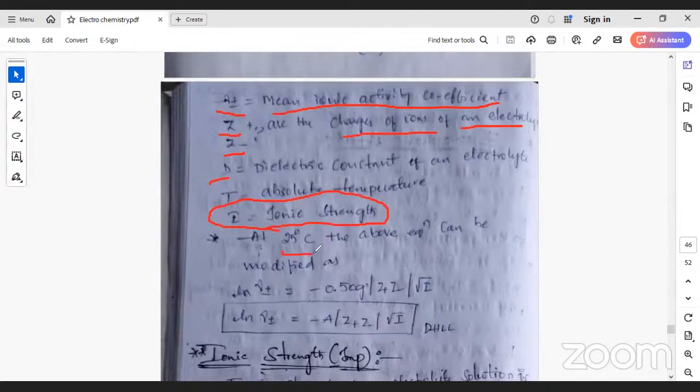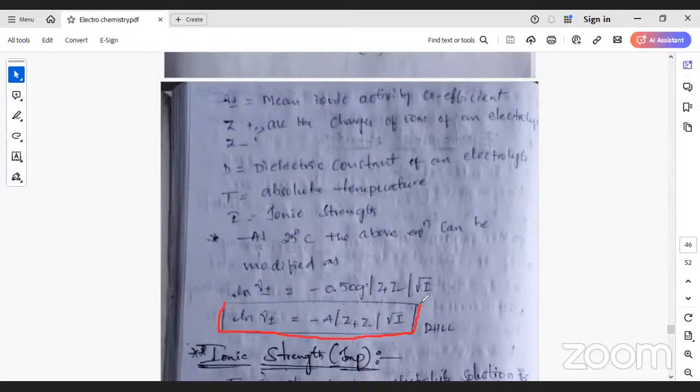So at 25 degrees centigrade, the above equation can be modified and written as: the Debye-Huckel limiting law equation is ln gamma plus or minus equals minus A of Z plus Z minus into square root of I. The A value is a constant, 0.0591, applicable for water at 25 degrees centigrade. What is the ionic strength, I?